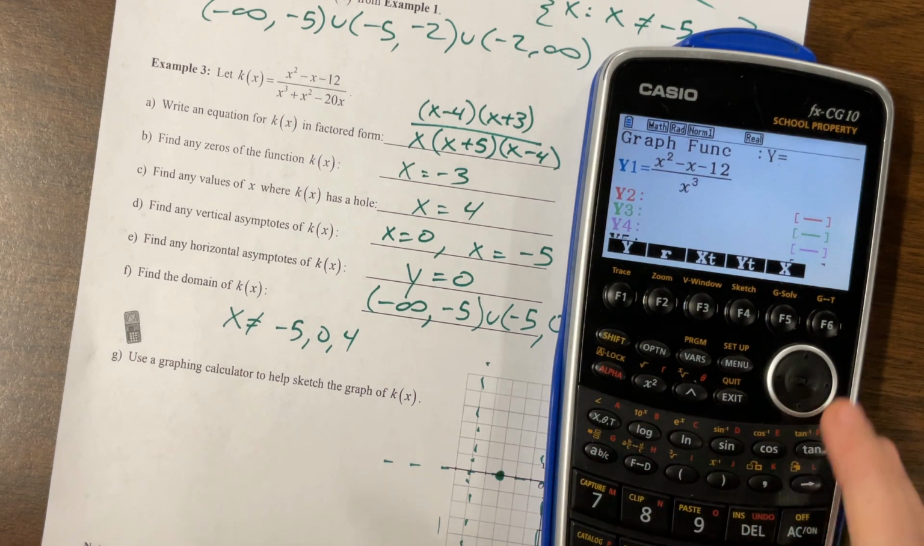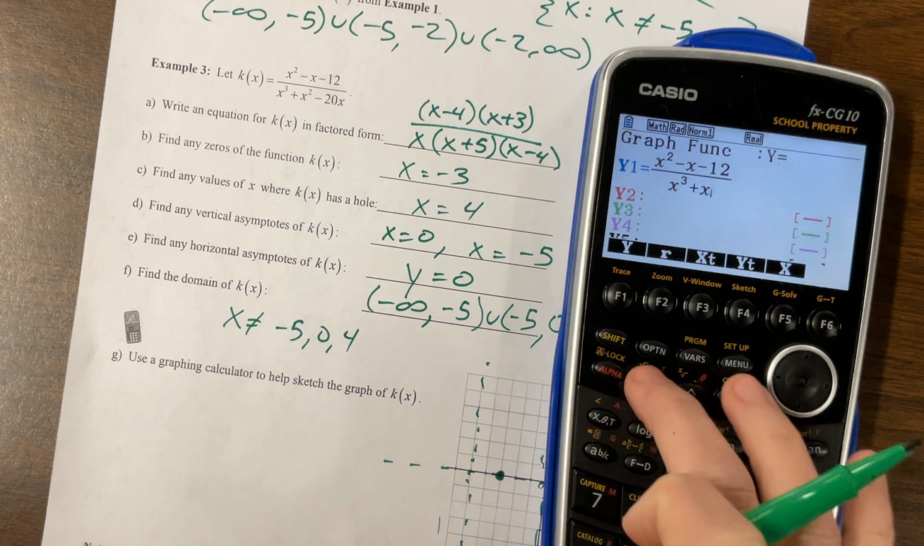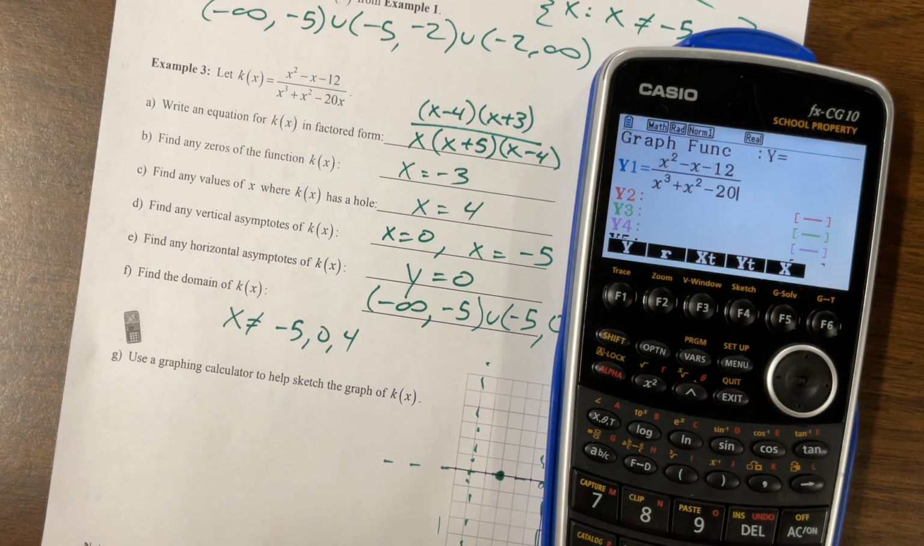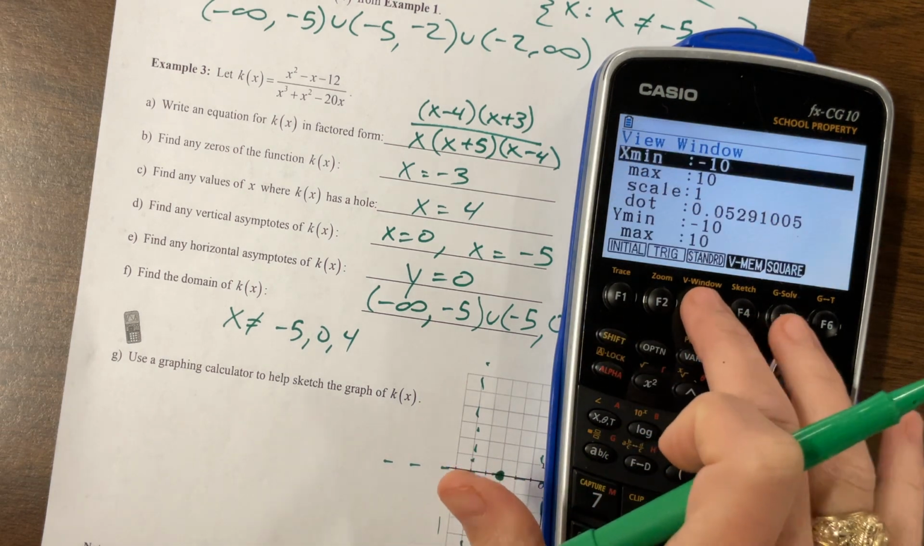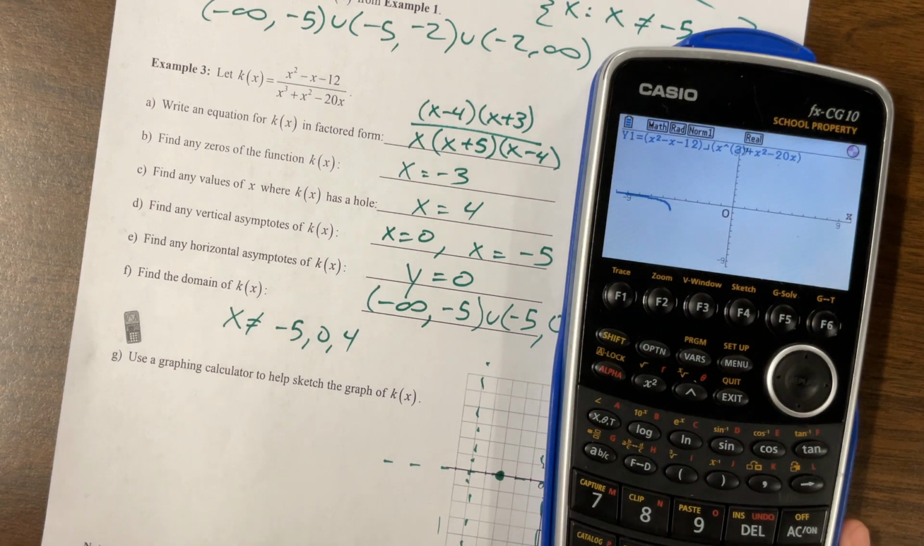X to the third plus x squared. I'm also stalling while I type all this mess in. Did I type that in correctly? Hopefully. Okay, so now I'm gonna do my window. I'm just gonna do a standard view. Oh, it already was. Okay, I kind of knew that.